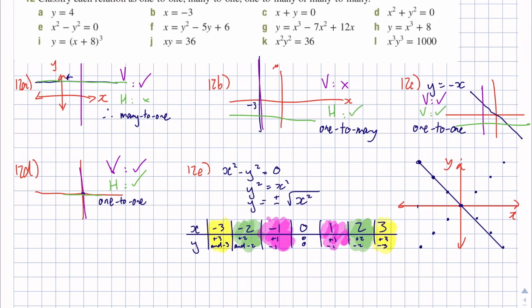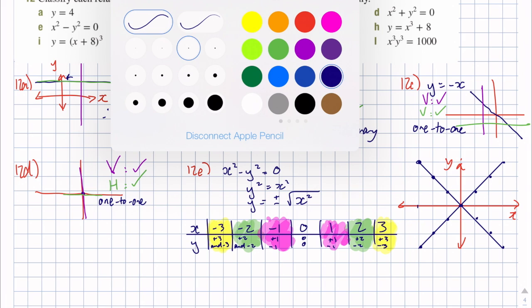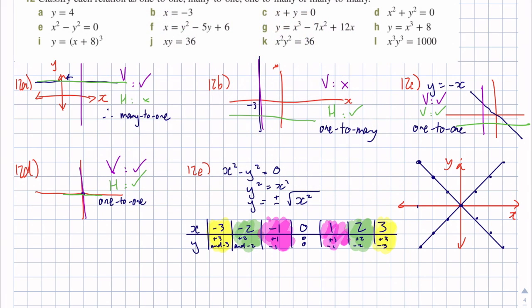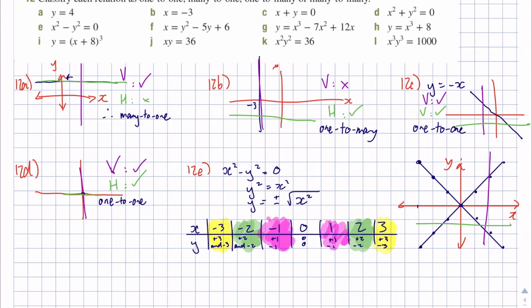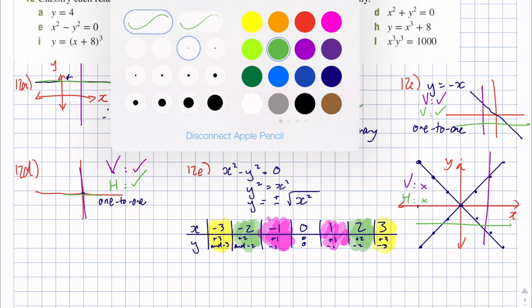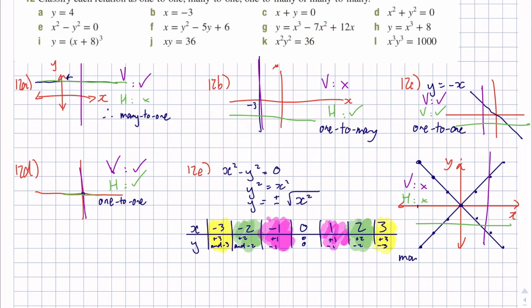This is such a weird function. Which means that when I put my vertical line in, yeah, it's going to hit it twice. And when I put my horizontal line in, yeah, it's going to hit it twice. So many to many. Sorry, I should have written vertical, fail, horizontal, fail. So many to many.